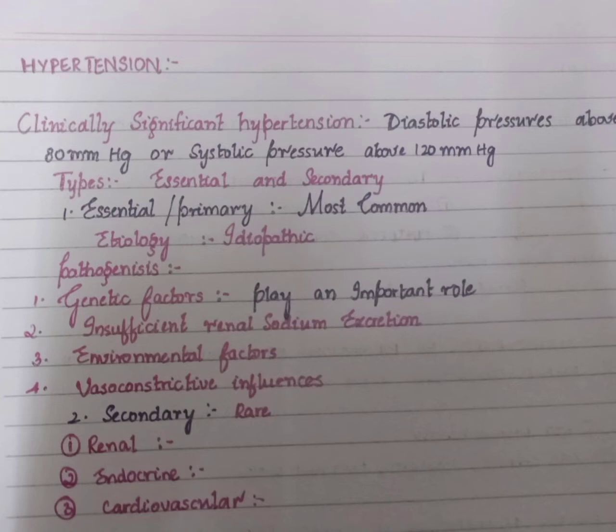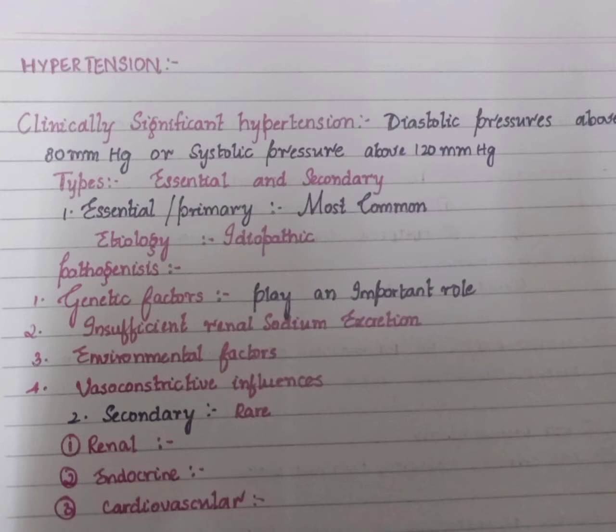Essential hypertension is otherwise called primary hypertension. It is the most common one. Etiology is idiopathic for essential hypertension. Pathogenesis of primary hypertension. First one is genetic factors. Genetic factors play an important role in hypertension. Second one is insufficient renal sodium excretion.